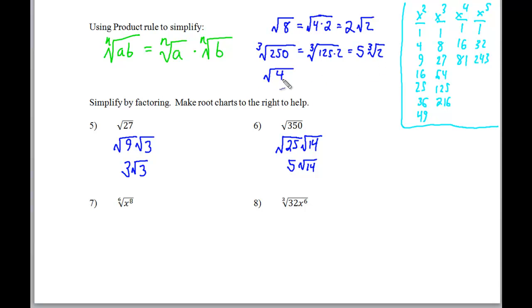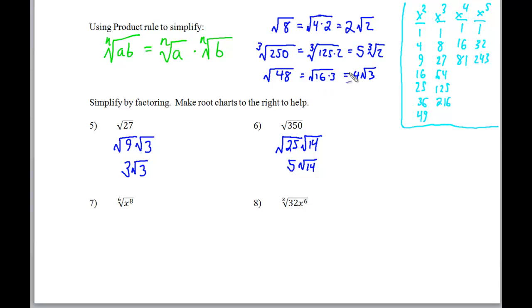Now, it gets a little trickier when we have a number like 48. So if we're thinking about 48, what's the biggest number that can divide 48? I know some of you thought, well, 4 divides 48, but there's a bigger number that divides 48, which is 16. So what this gives us is the square root of 16 times 3. And that square root of 16 times 3 gives us an answer of 4 square roots of 3.